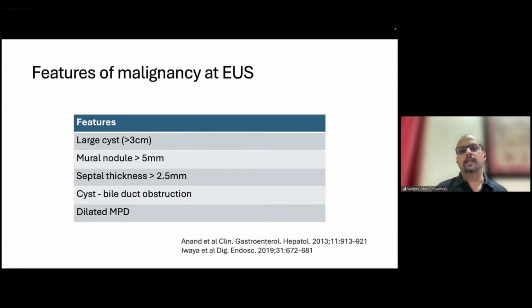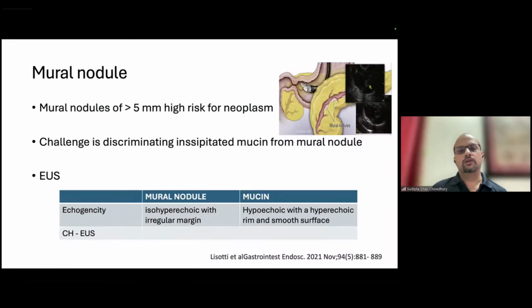So, what are the features of malignancy at EUS? They include a large cyst more than 3 centimeters, presence of mural nodules more than 5 millimeters, and septal thickness: if the thickened septa are more than 2.5 millimeters, one should consider the possibility of malignancy. If there's a cyst producing bile duct obstruction or a dilated MPD, one should consider malignancy in the patient. The one thing we've been talking about for the last couple of slides has been mural nodules. Now, what are mural nodules?